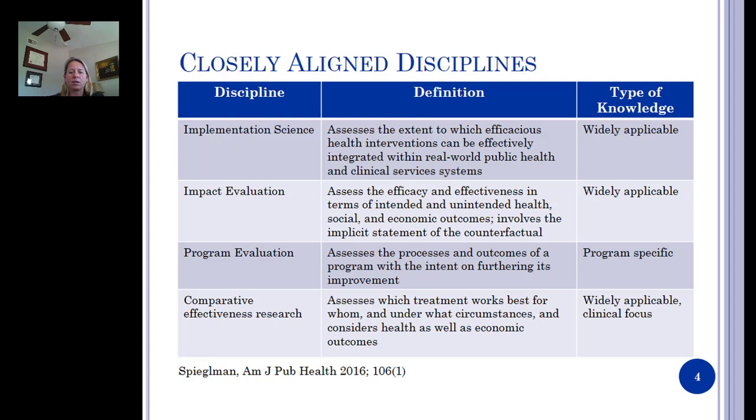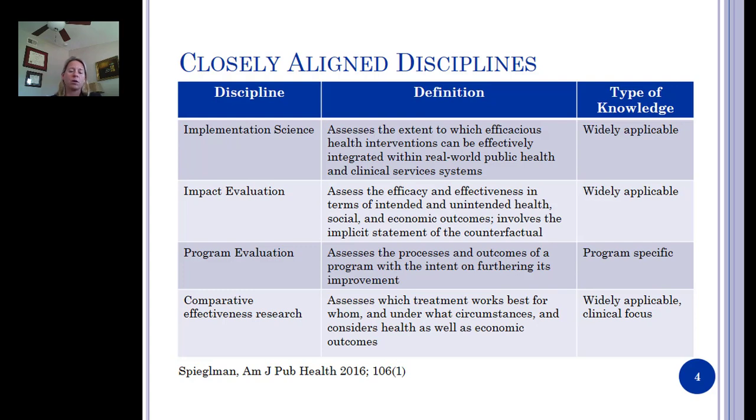The next type of discipline is called impact evaluation. This is to assess the efficacy and effectiveness in terms of intended and unintended health, social, and economic outcomes. The implementation of the knowledge for this type of evaluation is also widely applicable. And then there's program evaluation. This is to assess the processes and outcomes of a specific program with the intent on furthering its improvement. So this is very specific to the particular program that's being evaluated, and therefore the findings from a program evaluation study may not be applicable to another type of program.